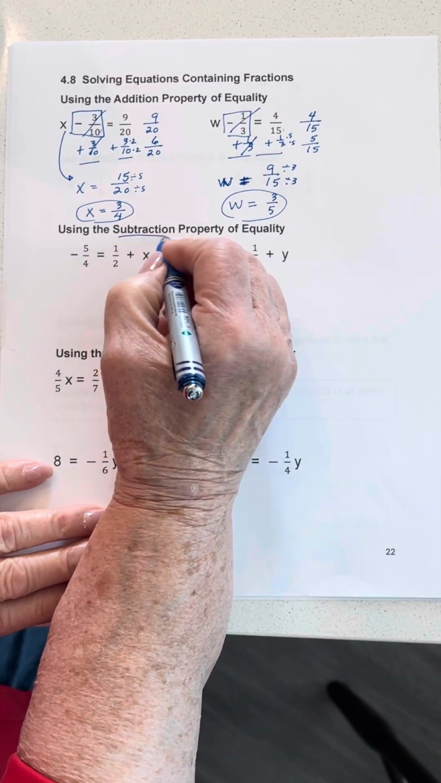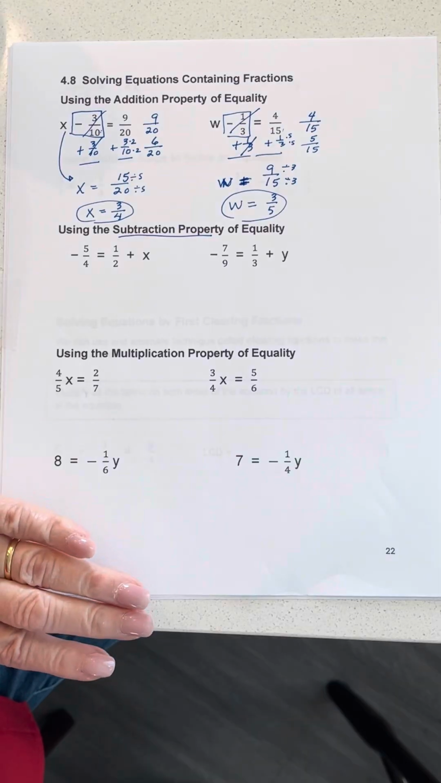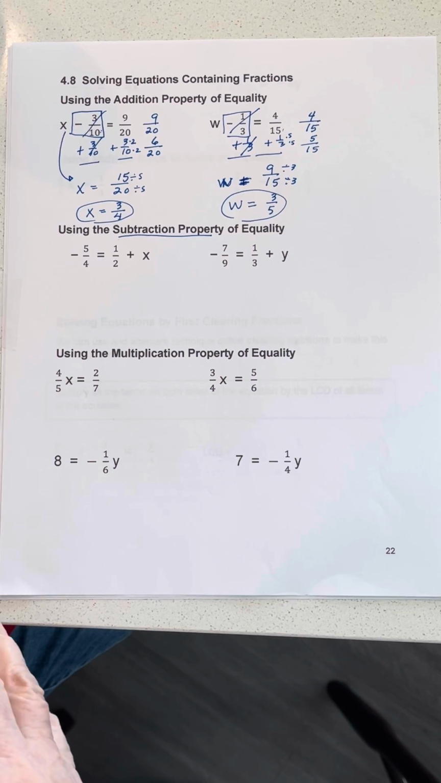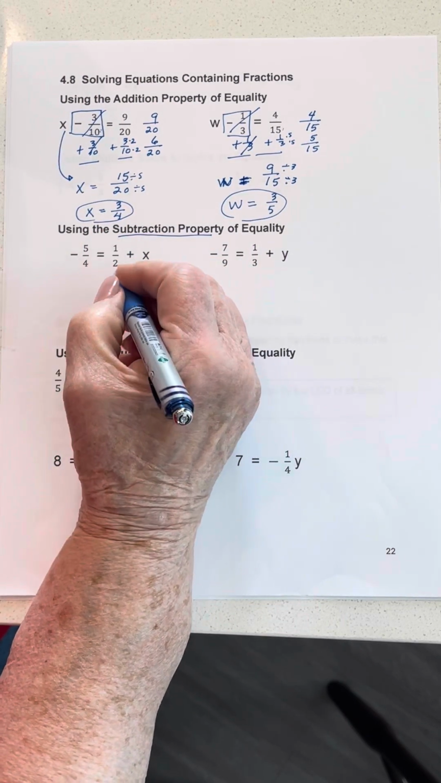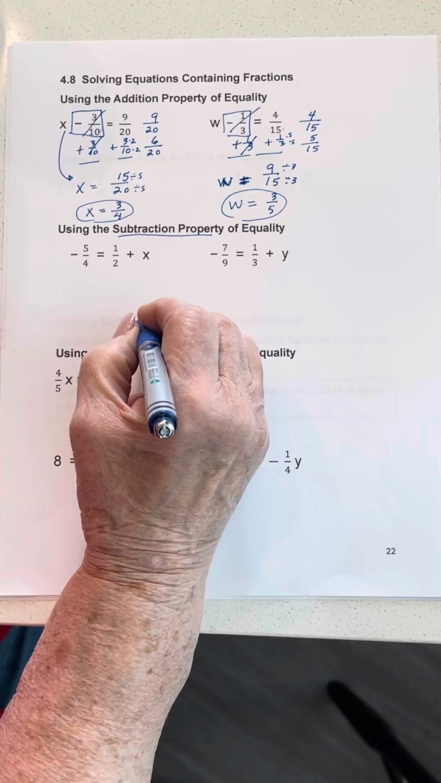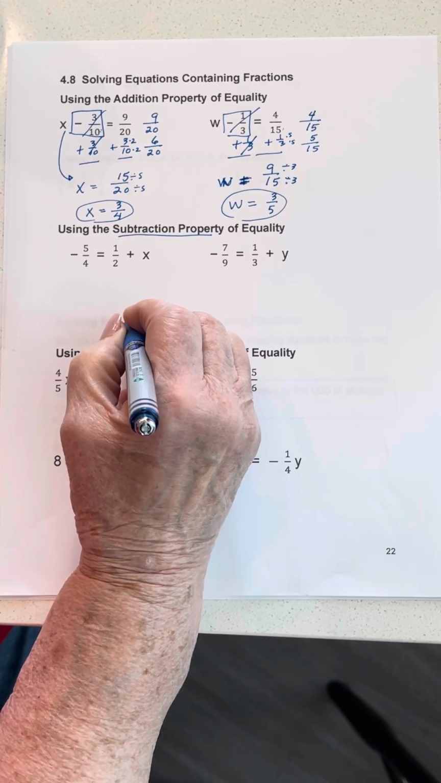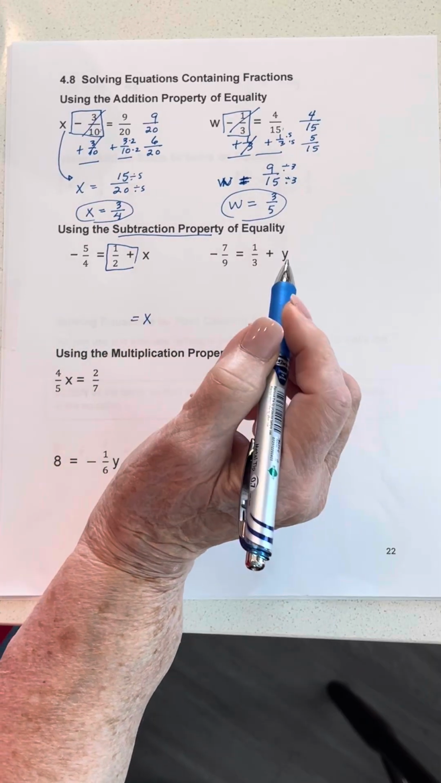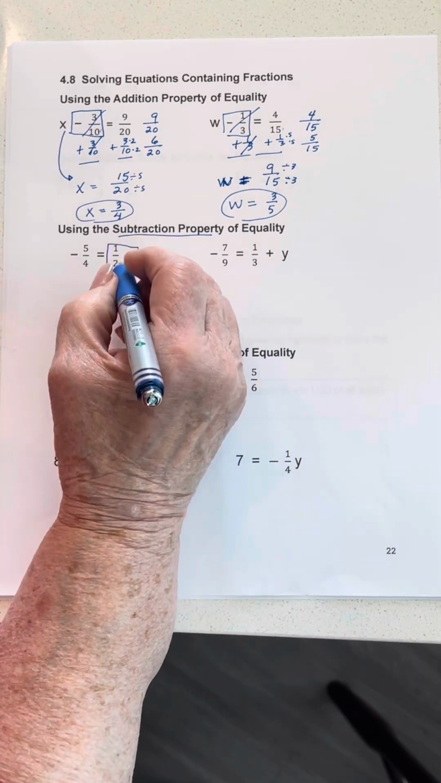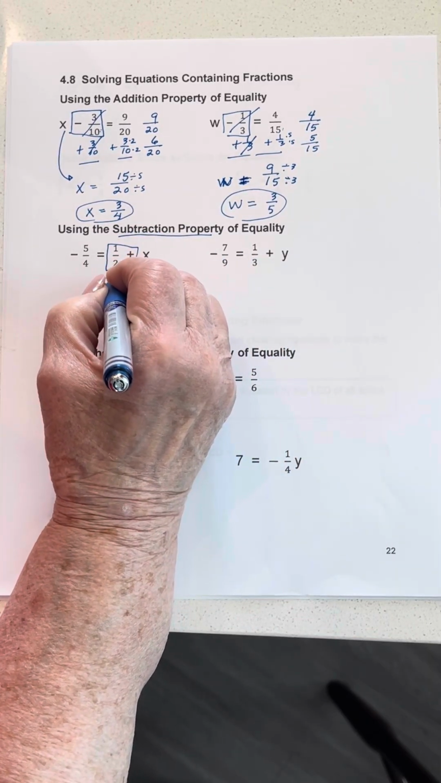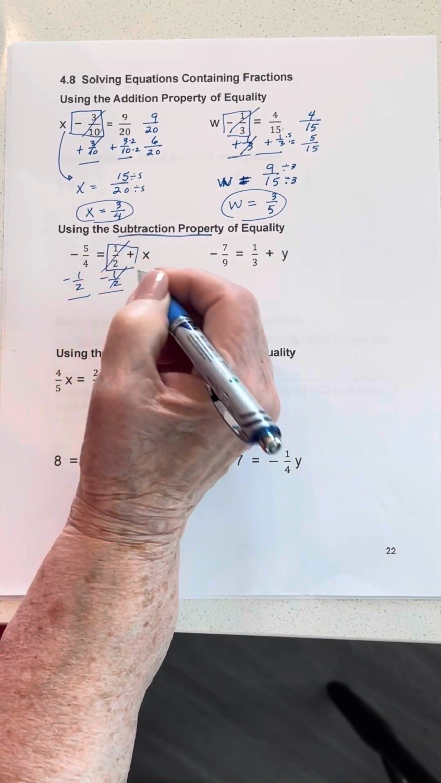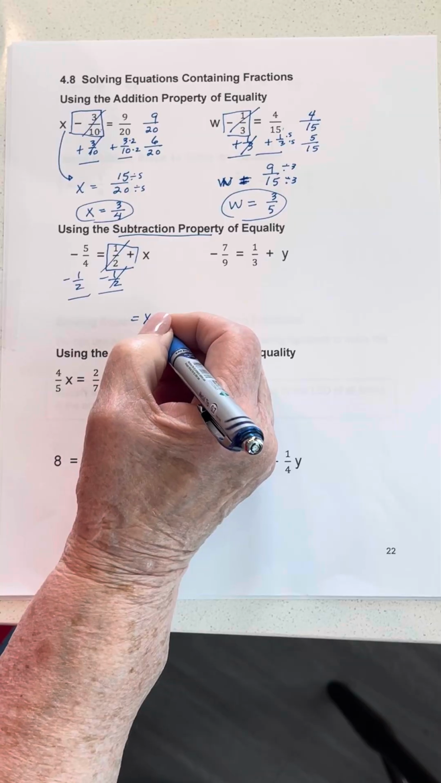Now, we're going to use the subtraction property of equality, which says that we can subtract the same thing from both sides, and the resulting equation will be equivalent to the one we started with. So we're looking at this problem right here. And in the end, we want x. This is what's standing in our way. So they've added a half to that. So we're going to subtract a half from both sides. So these are gone, and we're left with x.